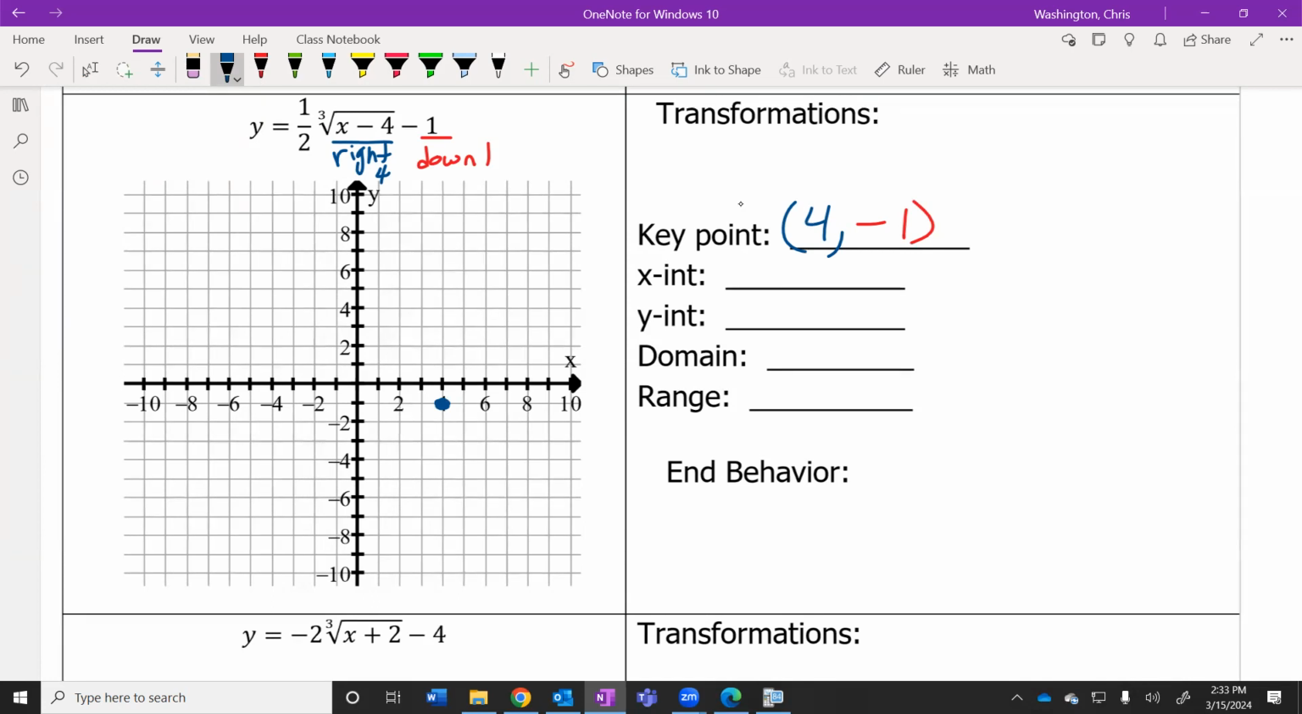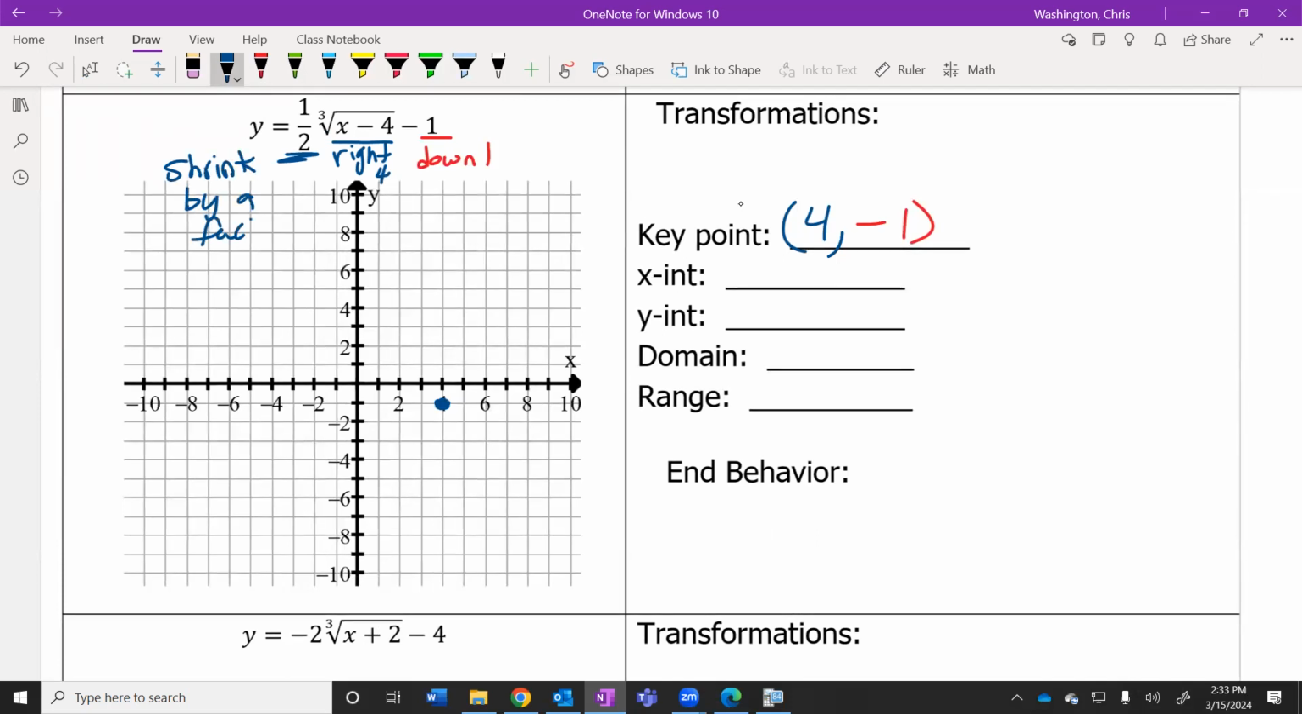It doesn't matter if it shrinks, stretches, reflects. Doesn't matter what that shrink, stretch, reflect is. That point will be on the graph. The 1/2 matters, but the 1/2 does not affect that point. Now, what does the 1/2 do? The 1/2 is a shrink by a factor of 1/2.